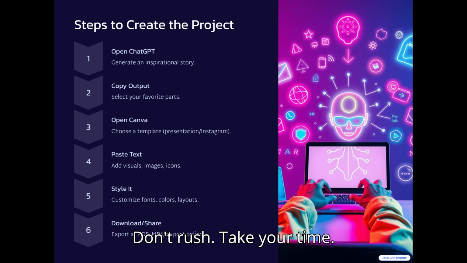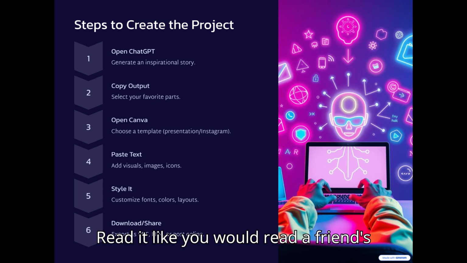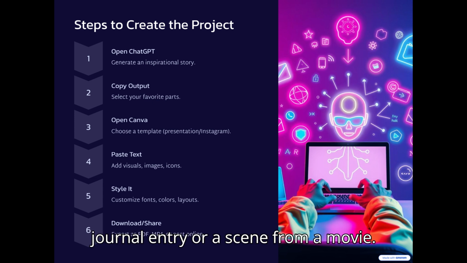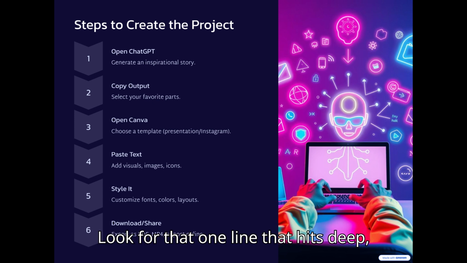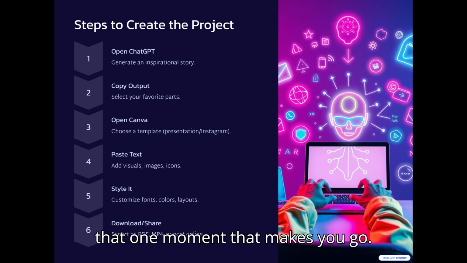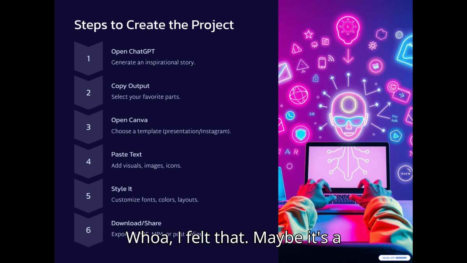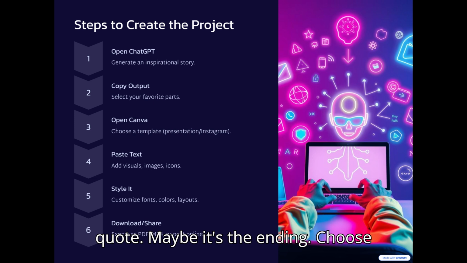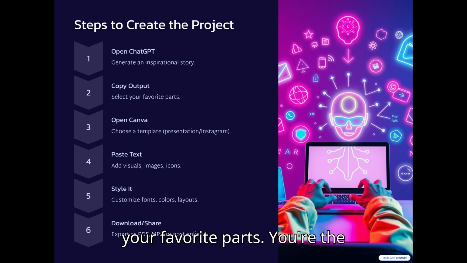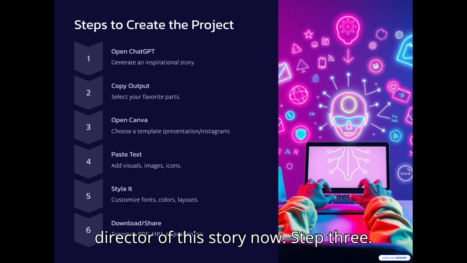Step 2, read through the story. Don't rush. Take your time. Read it like you would read a friend's journal entry or a scene from a movie. Look for that one line that hits deep. That one moment that makes you go, "Whoa, I felt that." Maybe it's a quote, maybe it's the ending. Choose your favorite parts. You're the director of this story now.